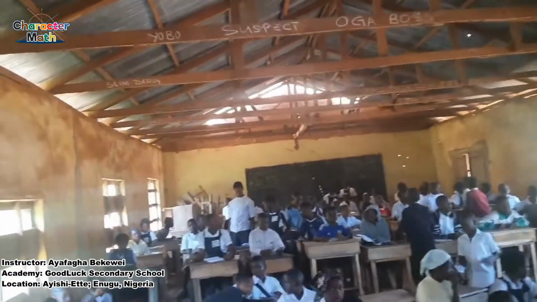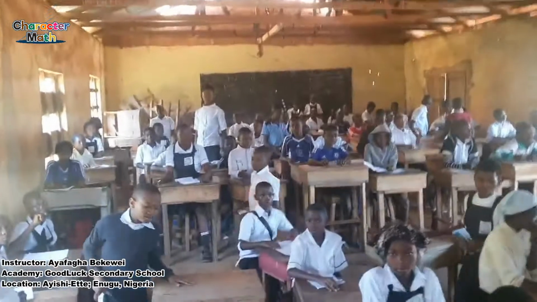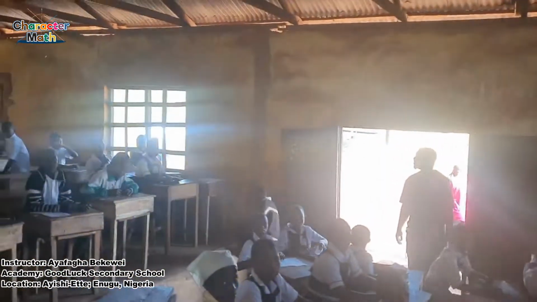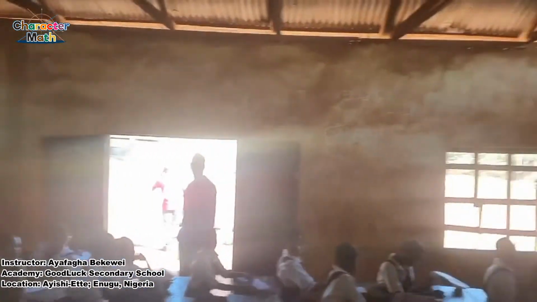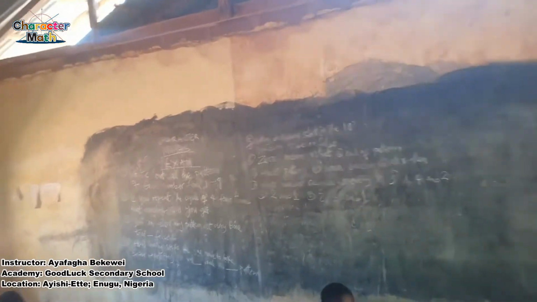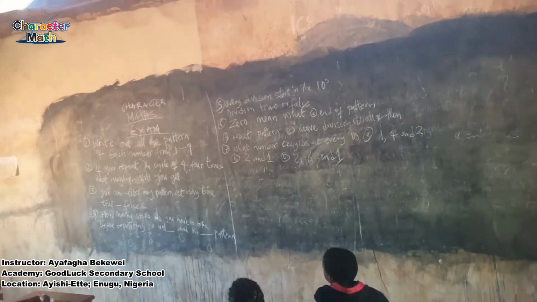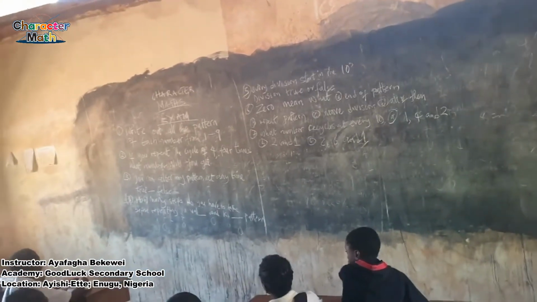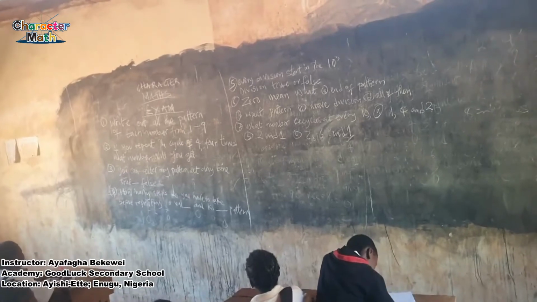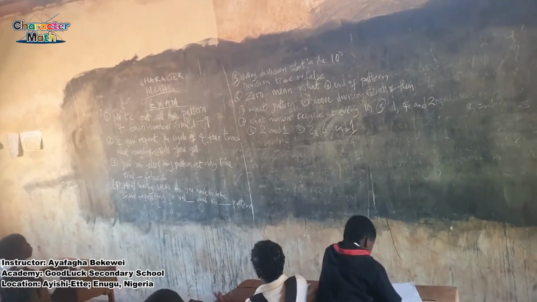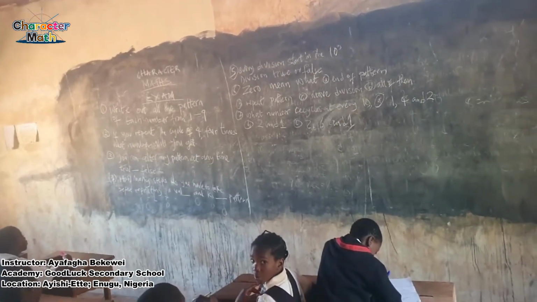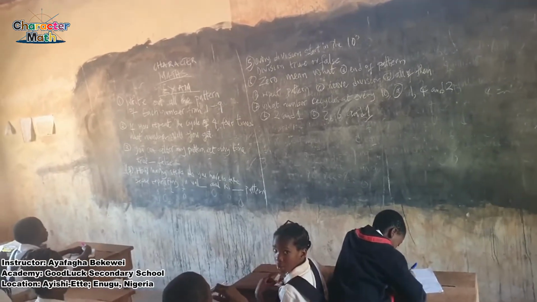Answer the questions on the board. Yes, just give me the answers. That's what I want. Okay, number 1. Write all the patterns of each number from 1 to 9. Number 2, if you repeat the cycle of 4 times, what will be the number you will get? Then number 3, you can alter.